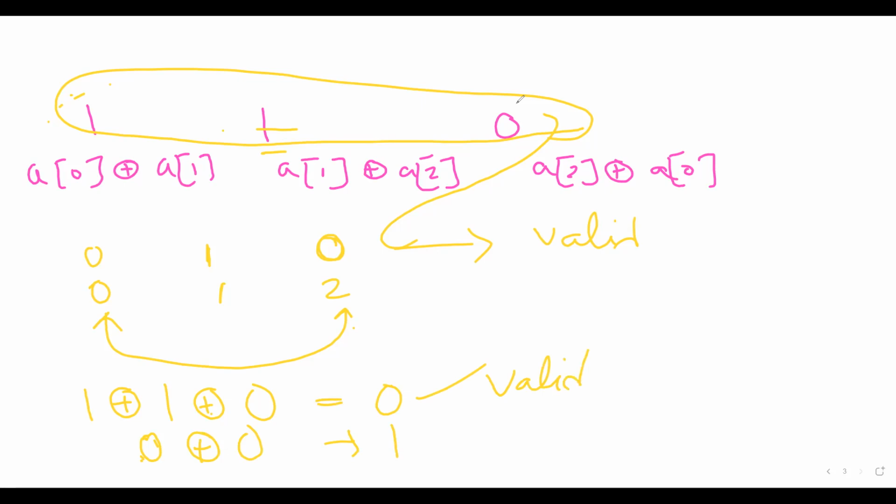Let's take a derived array by ourselves. Let's take the derived array as 1 1 1 0 1. Let's first find out by our formula: 1 XOR 1 XOR 1 XOR 0 XOR 1.